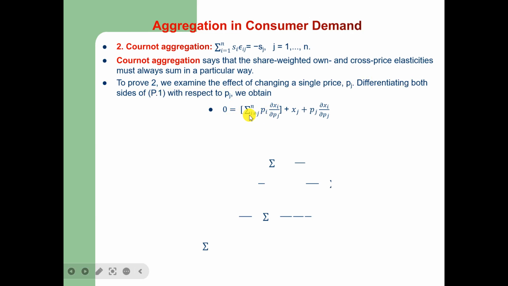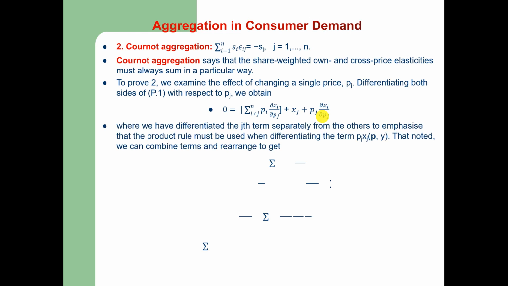So this is summation, i not equal to j, varies from 1 to n, Pi del xi over del Pj, plus xj plus Pj del xj del Pj. The sum must be equal to 0. Here we have differentiated the jth term separately from the others to emphasize that the product rule must be used when differentiating the term Pj xj. That noted, we can combine the terms and rearrange to get this: summation i varies from 1 to n, Pi del xi del Pj is equal to minus xj.